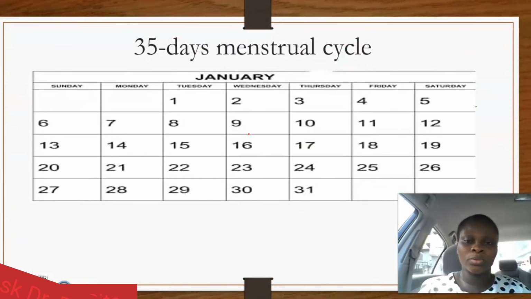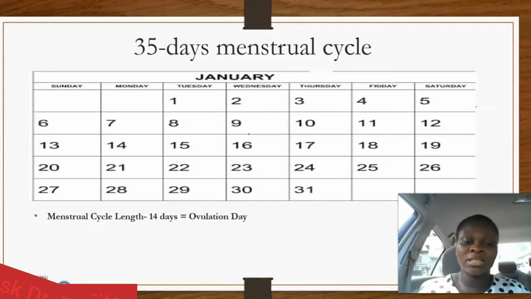Yet another example. If you have a 35-day menstrual cycle and you're wondering, how can I arrive at my ovulation? Most examples you see online use the 28-day menstrual cycle length. I'll still get to that, but there are other examples other than the 28-day menstrual cycle length. Now let's look at the 35-day menstrual cycle length. Remember our formula: menstrual cycle length minus 14 days equals your ovulation day. So 35 minus 14 will give us 21.